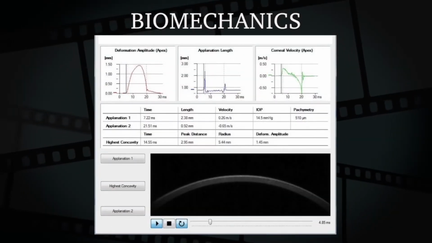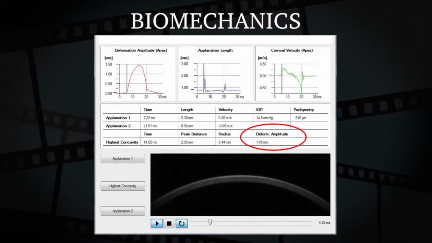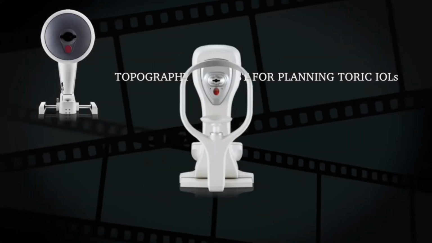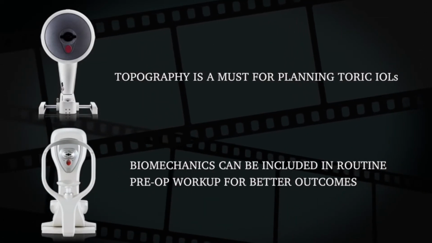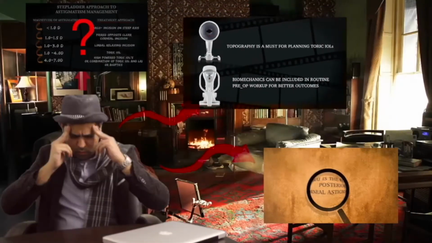On seeing the biomechanics of this patient, the deformation amplitude was at a higher side, that is 1.45, showing weaker biomechanical strength of the cornea. Looking at this example, we can thus infer that biomechanics also plays an important role and should be included in the pre-op workup of toric IOL planning.